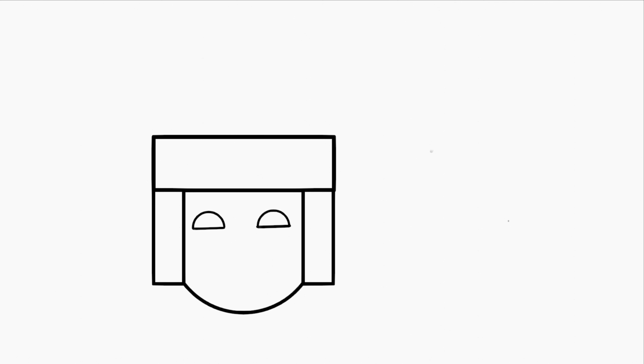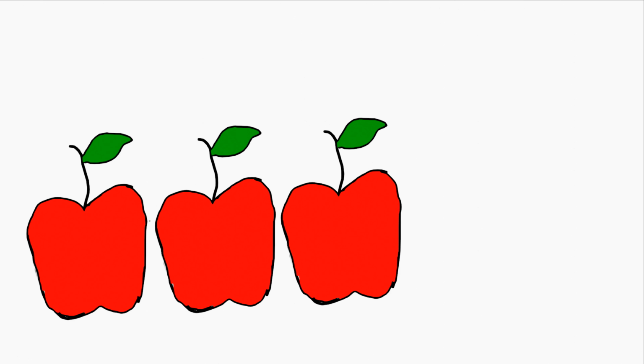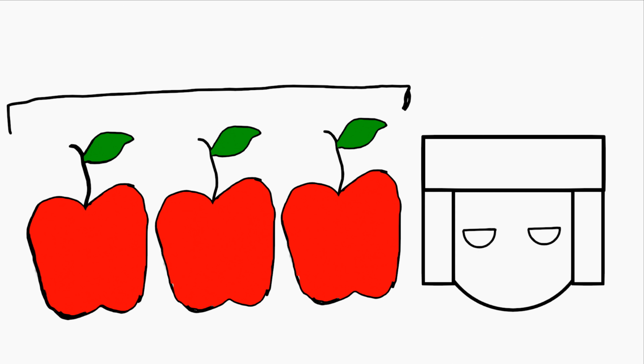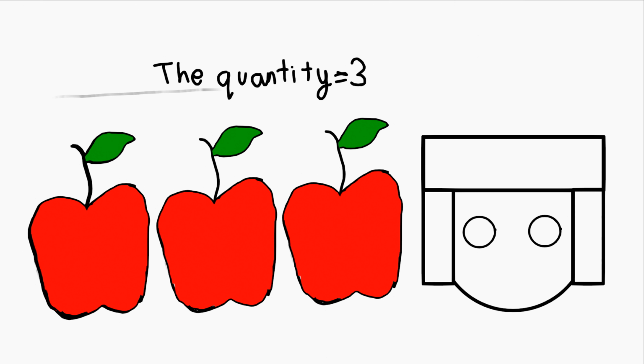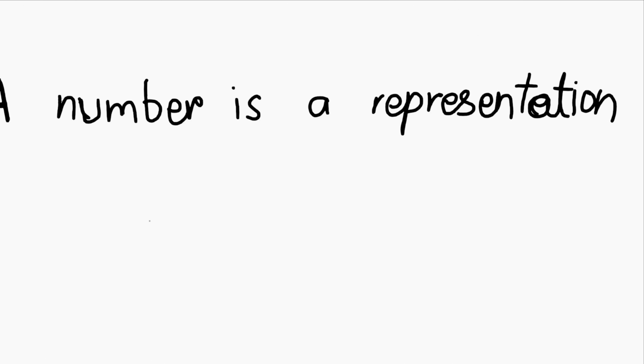Numbers. What are numbers? Well, let's use apples to know what they are. You see, this is an apple, these are also apples, but what is the quantity? This much, but nobody understood that. The quantity of apples is 3. Did you get it? Of course you did. A number is a representation of a quantity.